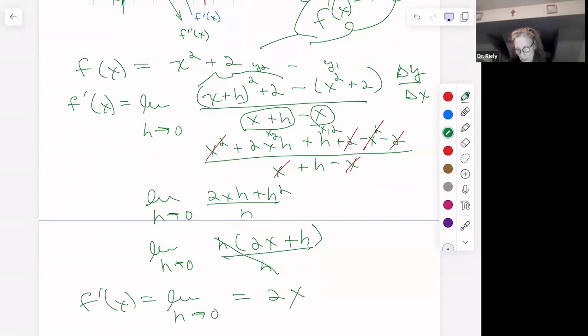So that's why you have to make sure that you can cancel the h between the numerator and the denominator. If you've made an algebraic mistake someplace and you have an extra number over there, then you can't cancel it. So that's why it's a really good algebra review. And my kids usually tend to be better at calculus than they are at algebra. So it's a good review.